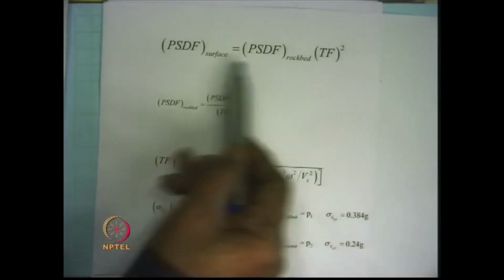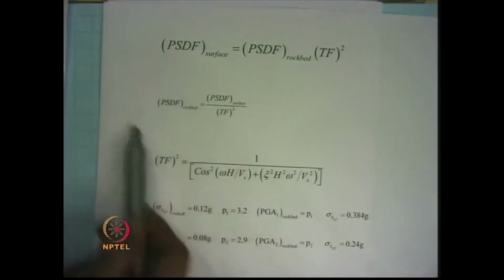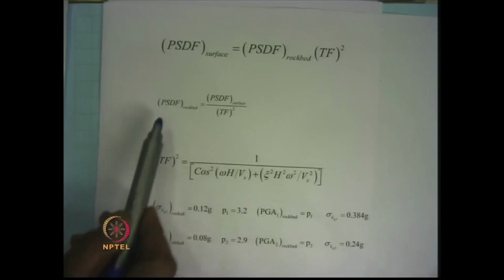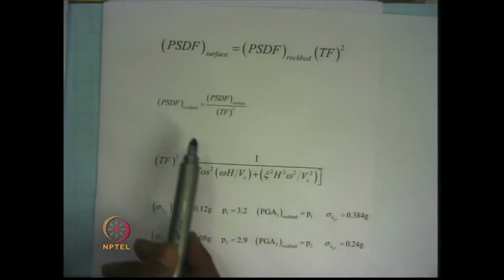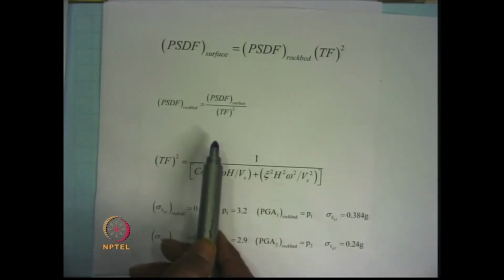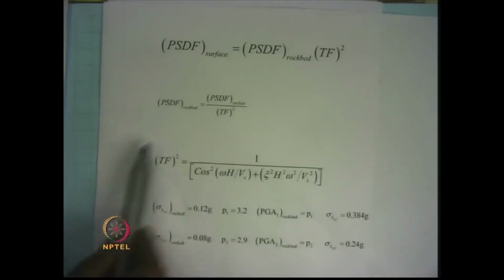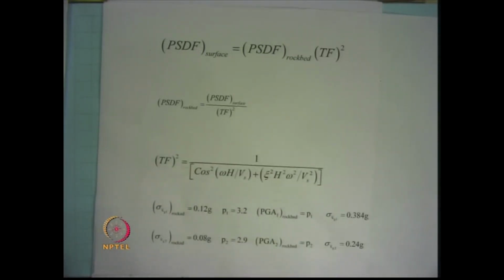Now, if this equation holds good, then from this equation we can work back to find the power spectral density function at the rock bed. That will be equal to the power spectral density function at the surface divided by the transfer function square. And the transfer function square is given in terms of the depth of the soil, the shear wave velocity and the damping of the system, and this is obtained for different frequencies.